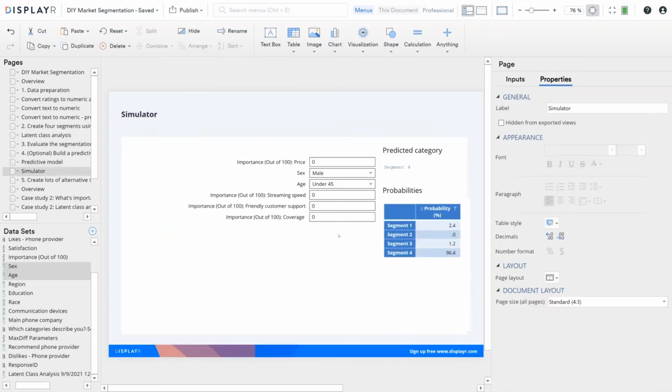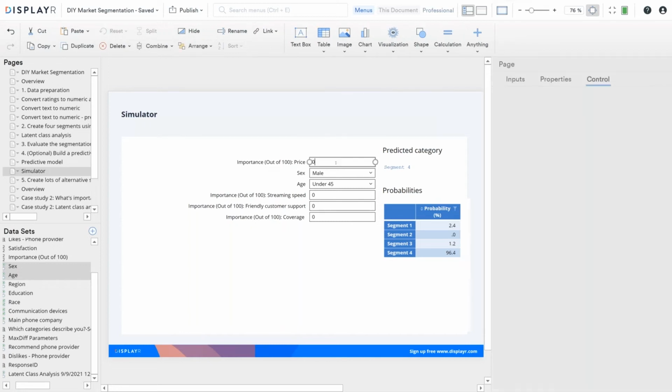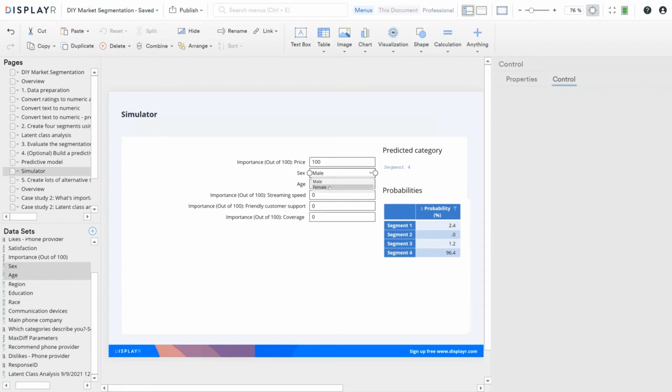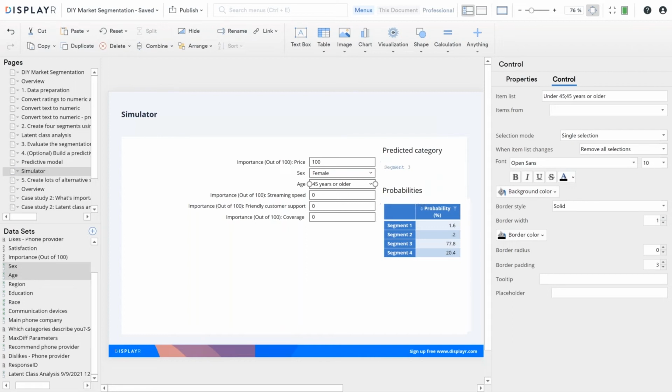You get this nice segment typing tool. So with its default settings, it's predicting that somebody is in segment 4 and there's a 96% probability that they're in segment 4. But let's imagine the person told us that price was really important. Let's imagine we knew they were female and we knew they were 45 or older. This tells us that they're in segment 3 with a 78% probability, and this segment is our cheap talker segment, if you remember from before.